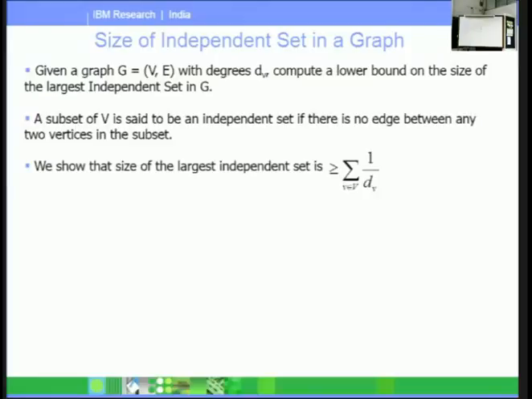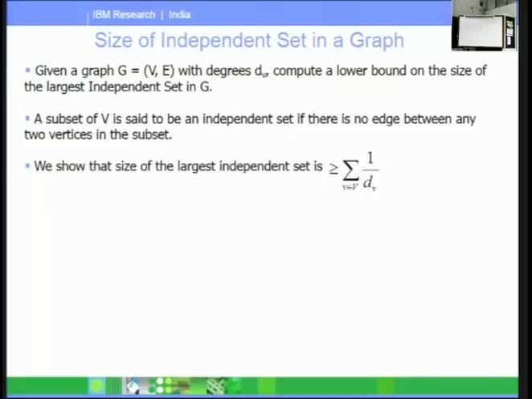So suppose I give you a graph, and just believe me when I say that computing, when you are looking at independent sets in a graph, ideally you want to look at as large a set as possible. You want to pick as many nodes from this graph as possible which are independent. But it's a very difficult problem. But there's an easy way to get some estimate. It's not a very good estimate, but it's still a useful estimate for certain classes of problems. So here is the problem.